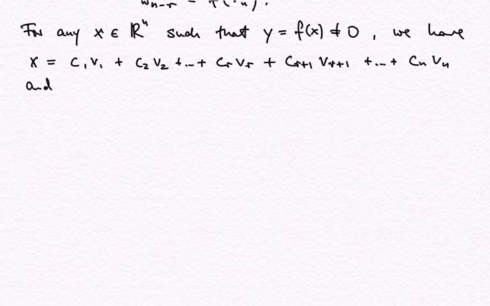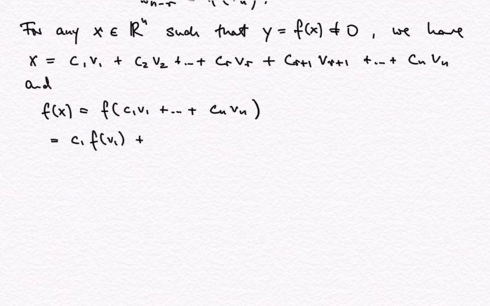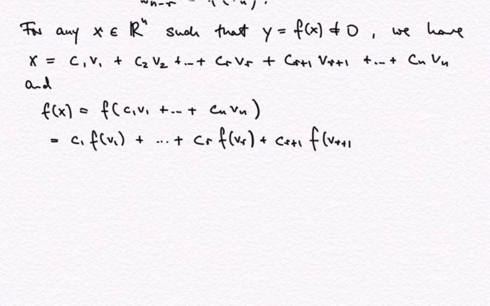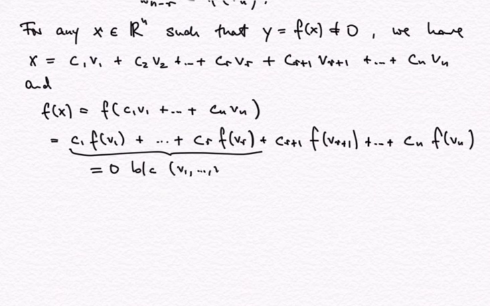And f of x, which is f of c1 v1 plus ... plus cn vn, is equal, by linearity of f, to c1 times f of v1 plus ... plus cr times f of vr plus cr+1 times f of vr+1 plus ... plus cn times f of vn. And now these first terms are all equal to 0 because v1 through vr are a basis of the kernel, and this means in particular that these are elements of the kernel, and so they are being mapped to 0.